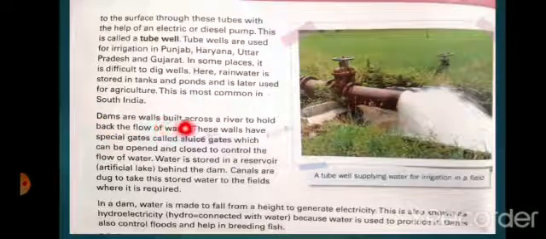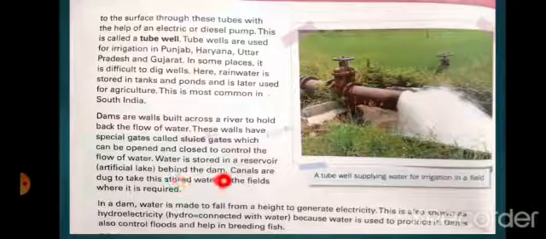Dams are walls built across the river to hold back the flow of water. These walls have special gates called sluice gates, which can be opened and closed to control the flow of water. They keep gates on dams to control the flow of water. Water is stored in a reservoir behind the dam. Canals are dug to take the stored water to the fields where it is required.